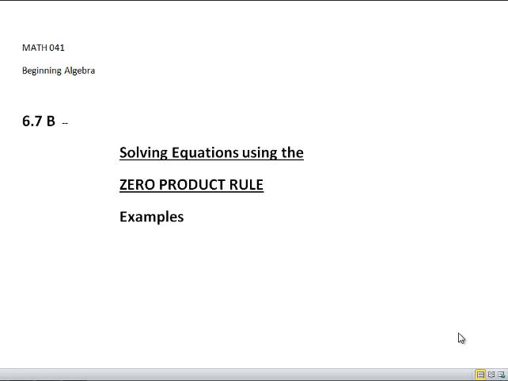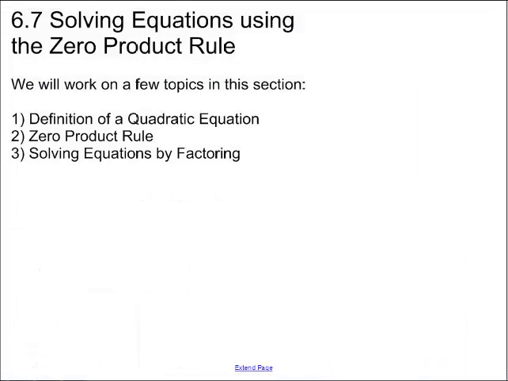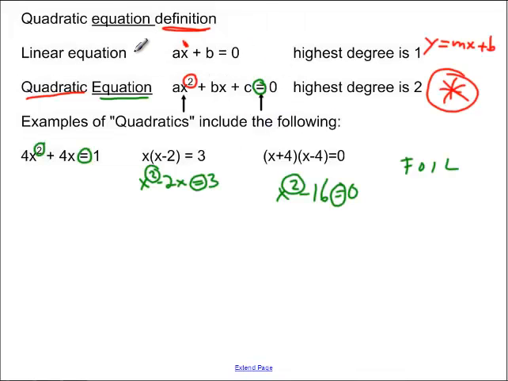We are now watching section 6.7, part B. We're going to do a couple more examples. Again, this section talks about solving equations using the zero product rule. We did some examples before, so we're doing a couple more. We're going to solve equations using the zero product rule. We went through the definition; let's go through the definition of the zero product rule real quick.